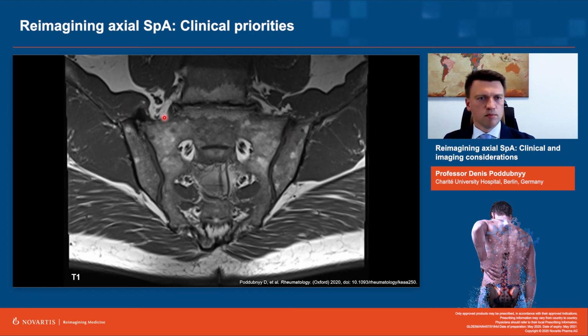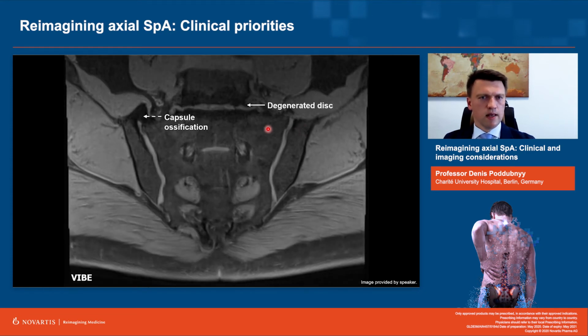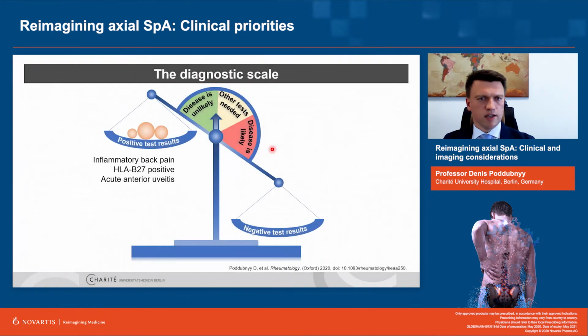There is some new bone formation, ossification of the capsule, mimicking ankylosis of the right sacroiliac joints, and there is a big problem with the intervertebral disc: a degenerated disc with a Modic 2 lesion. And here on the wipe sequence, you can see it even better. So, this degenerated disc and capsule ossification.